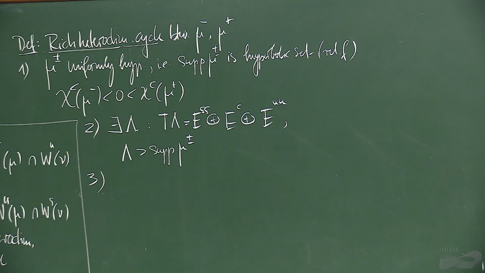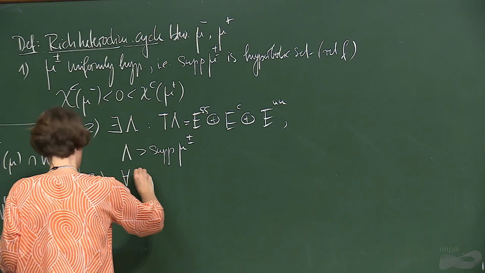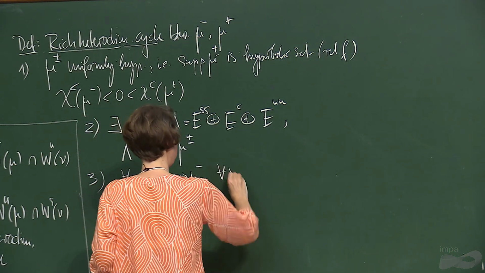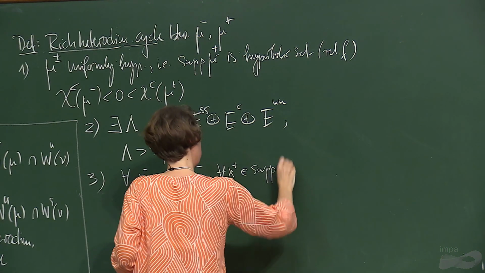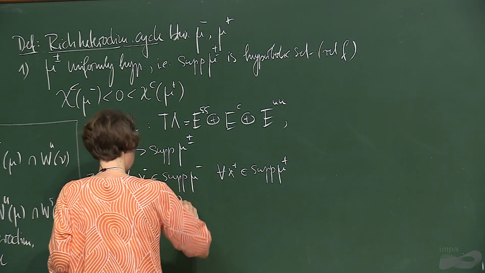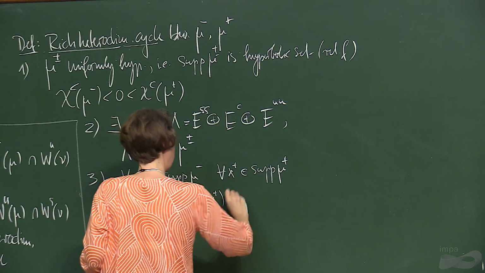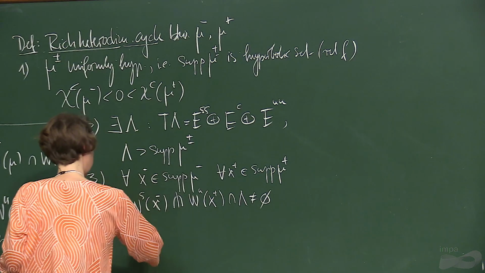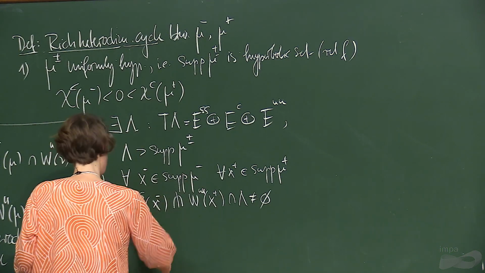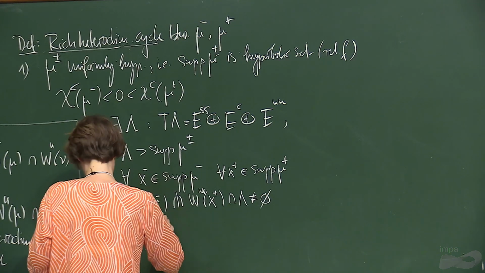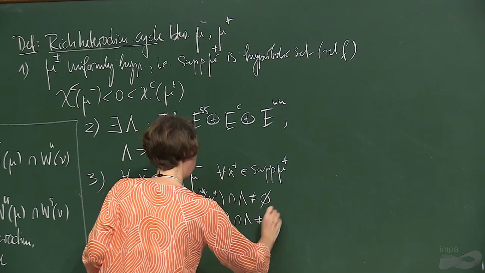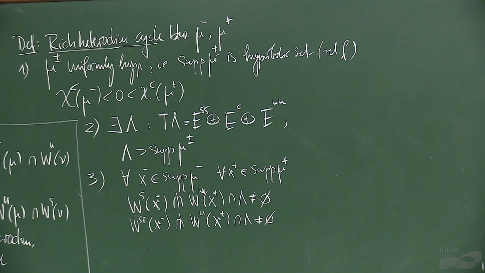Condition 3: for any point in the support of mu minus, and for any point in the support of mu plus, the stable manifold of x minus intersects transversally the unstable manifold of x plus in Lambda, and the strong stable manifold of x minus intersects transversally the strong unstable manifold of x plus in Lambda. Okay, so this is a refined property of this one.